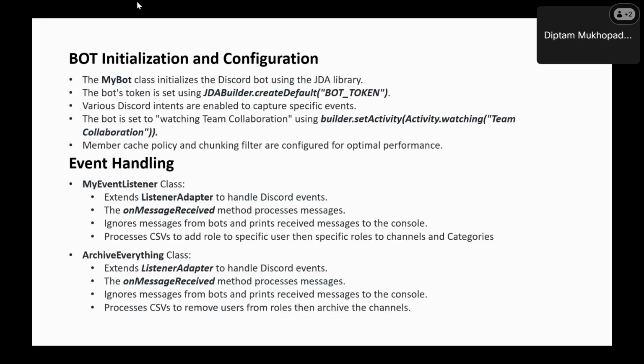So this is the overview of how the functionalities are implemented for the bot. First of all, to initialize and to configure the bot, we implement the MyBot class. Then we set the bot token with JDA builder. Then we set specific intents that will help the bot to capture those events. Then this is an optional step, but we set the activity of the bot to ensure that the admins who are in charge of the server can know which bot is performing which task.